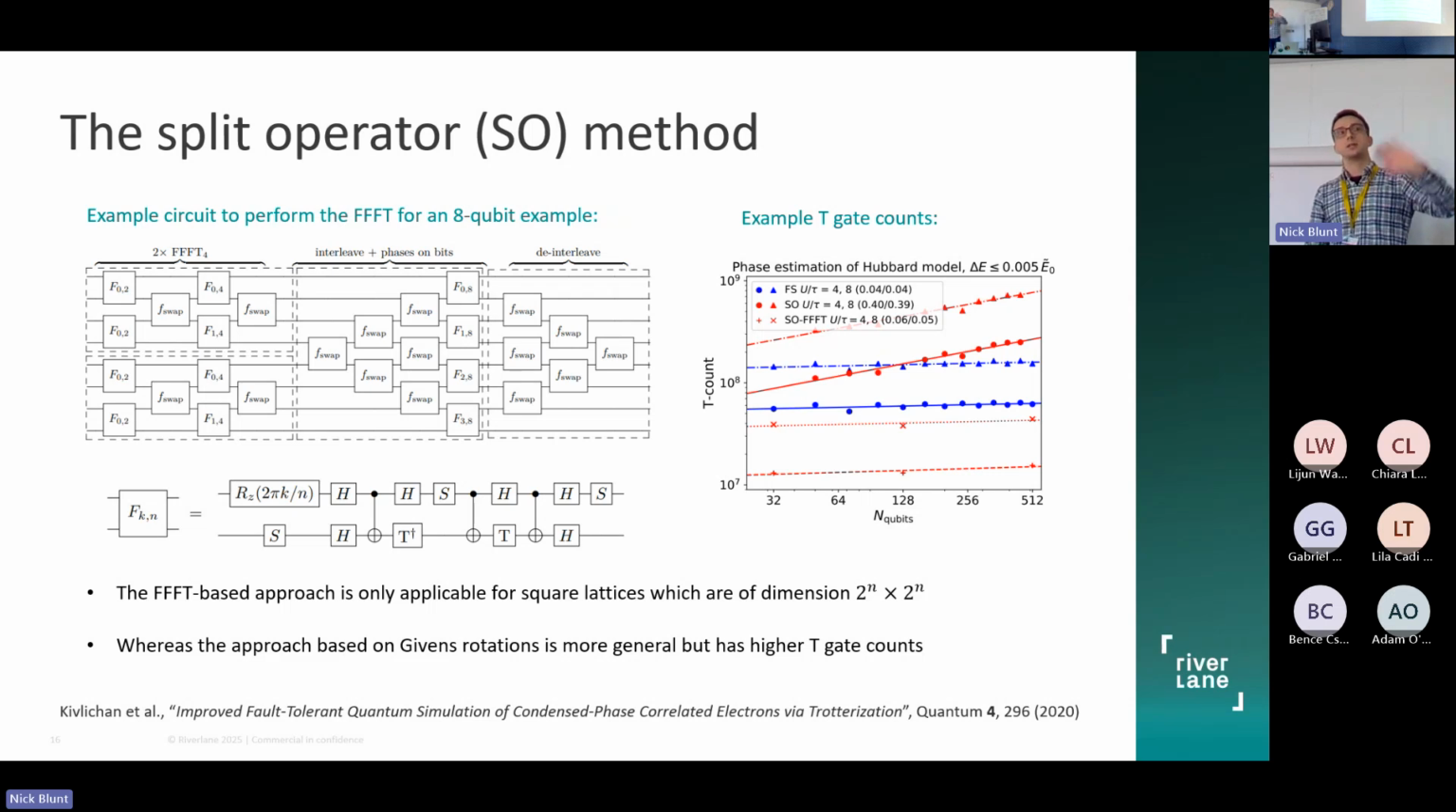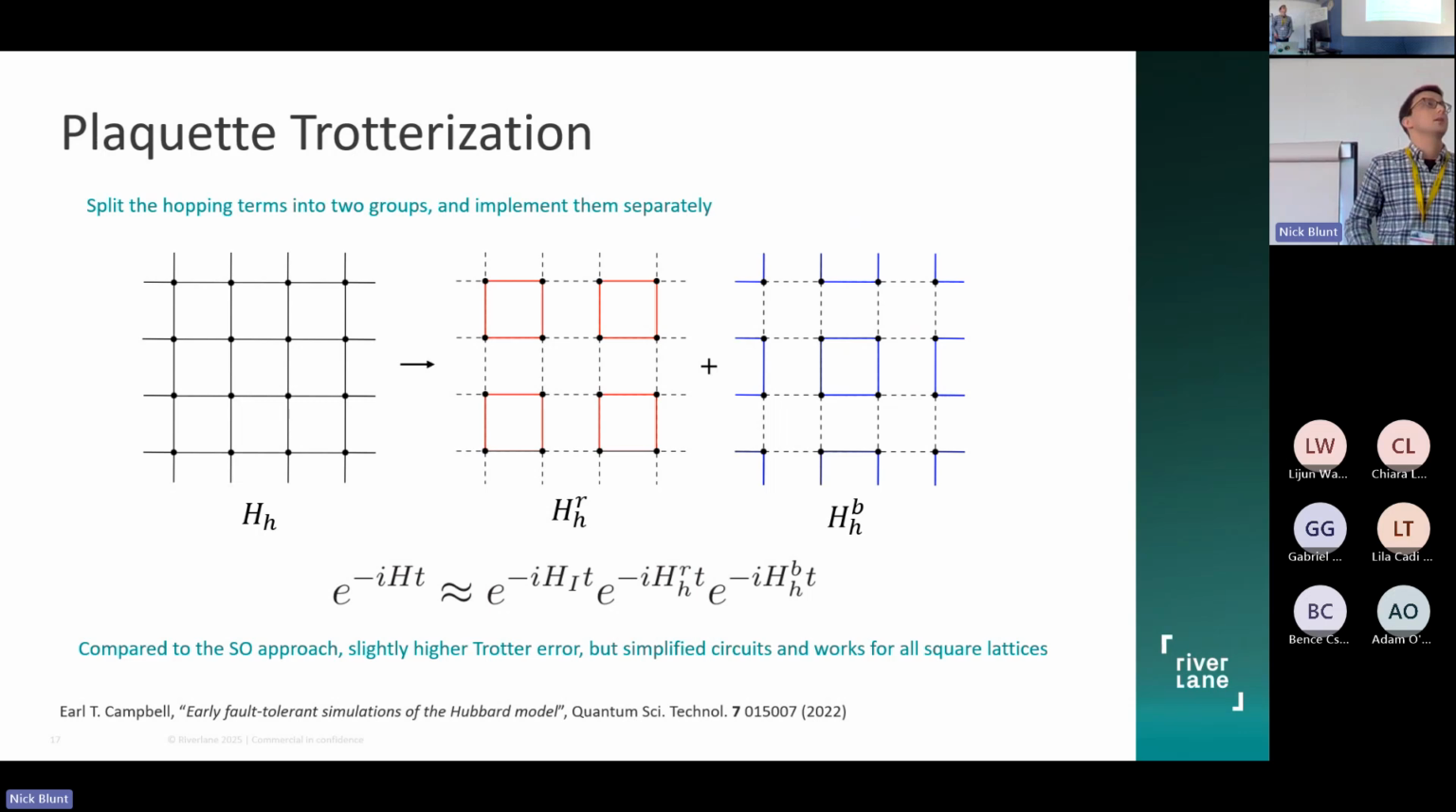However, there's a restriction that this only works for square lattices, which have dimension 2 to the n by 2 to the n. This gives the best results, but it's quite restricted. Whereas their approach using Givens rotations is more general, but it gives worse T-gate counts. Then a couple of years later, Earl Campbell put out this paper introducing plaquette trotterization, or plaque.